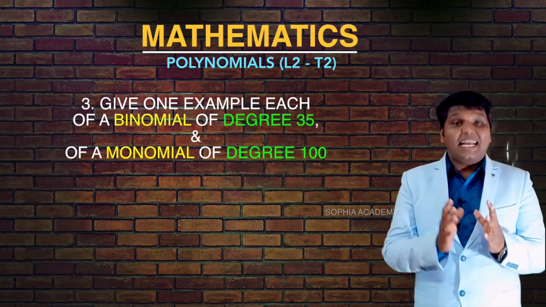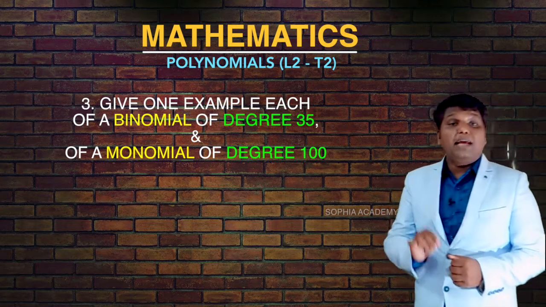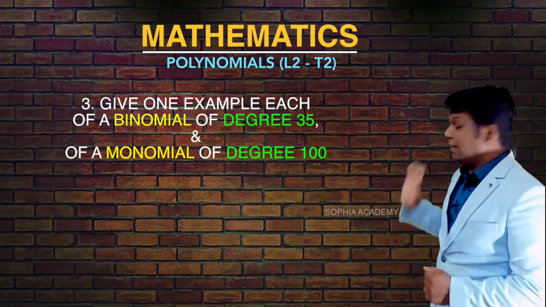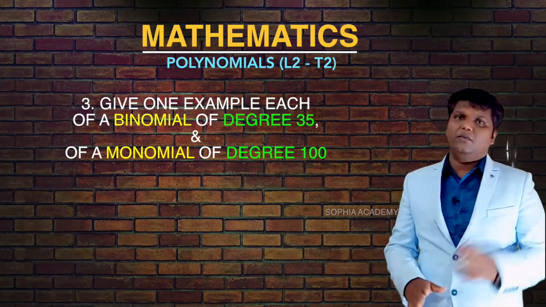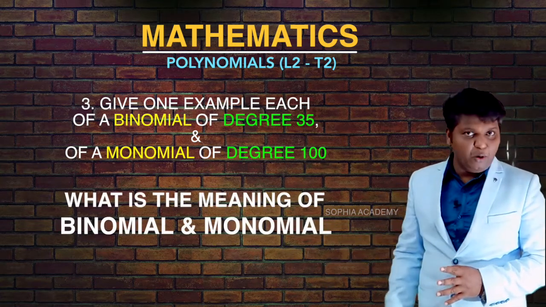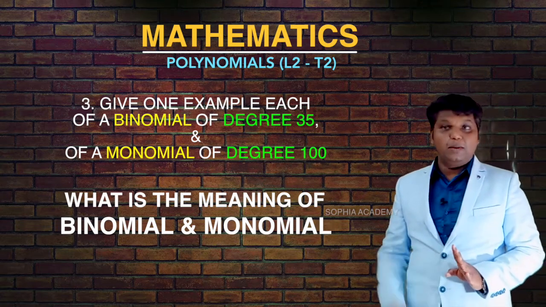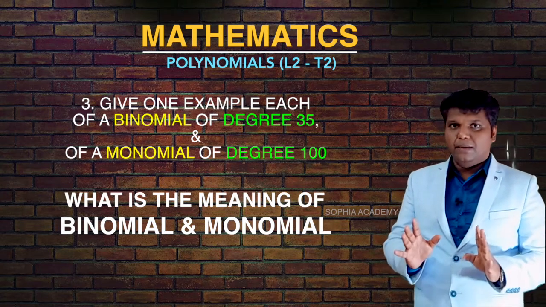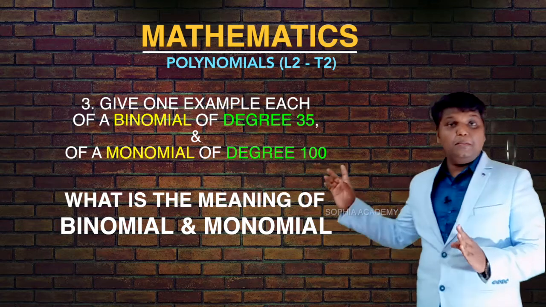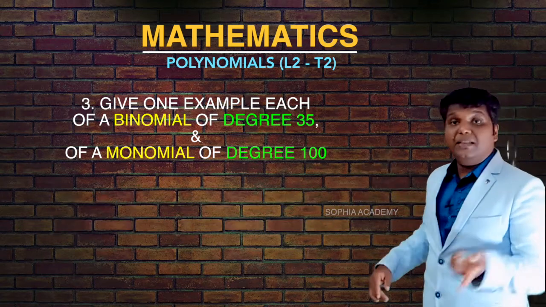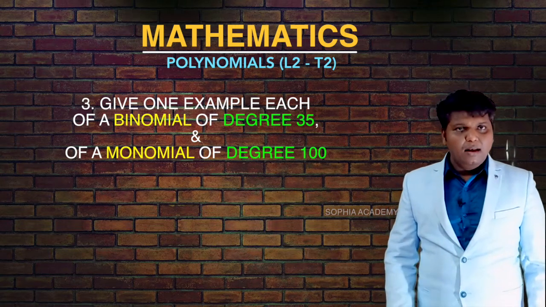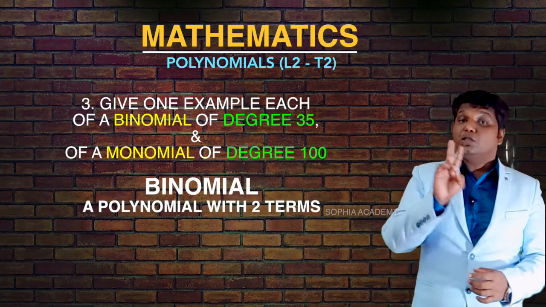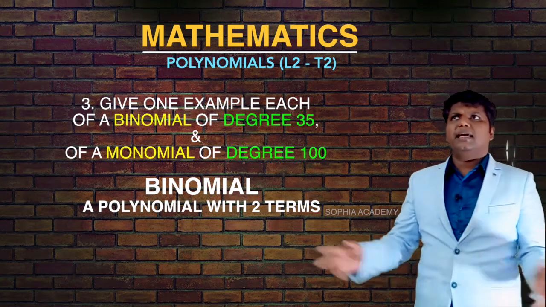Give one example of a binomial of degree 35 and a monomial of degree 100. What does it mean by binomial and what does it mean by monomial? First of all, we have to come to that one. Then only we will go to the part of degree. So what is the first thing? You have to find a binomial with the degree 35. What does it mean by binomial? Binomial means a polynomial with two terms.